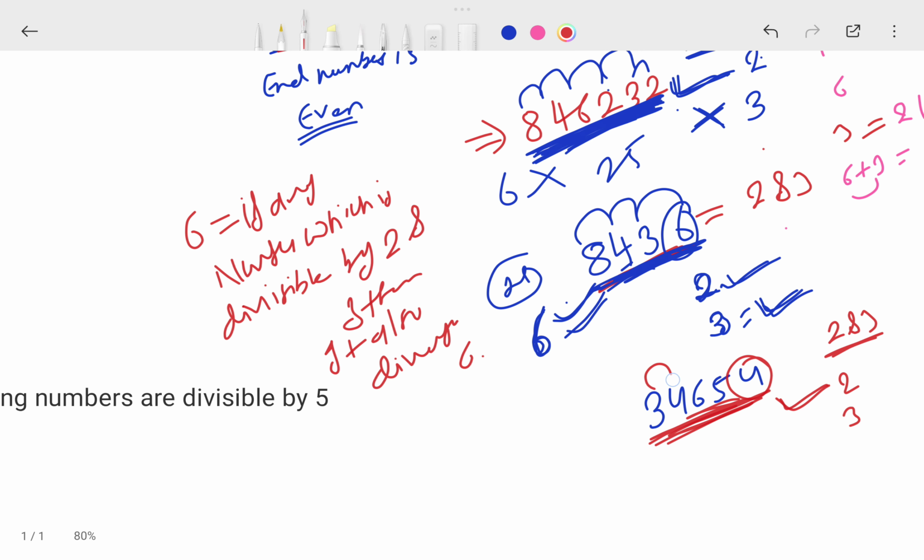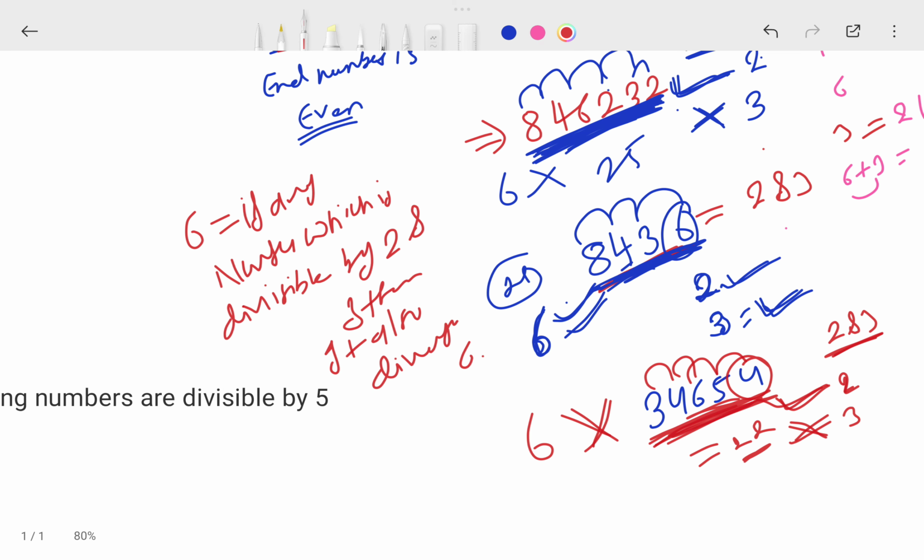Add the digits: 3 plus 4 is 7, 7 plus 6 is 13, 13 plus 5 is 18, 18 plus 4 is 22. Is 22 in the 3 table? No, it is not there. It means this is not divisible by 3. So if a number is divisible by 2 and 3, then it is divisible by 6. But here it is divisible by 2 but not 3, so it is not going to divide by 6.